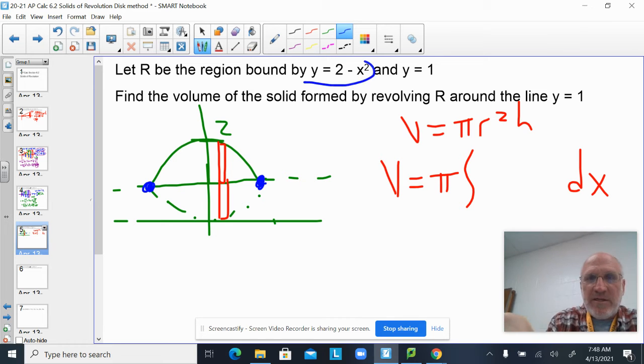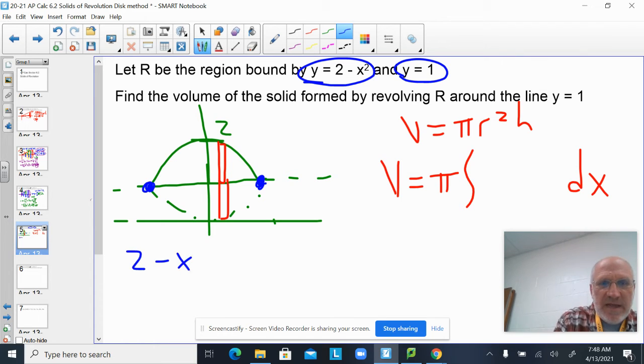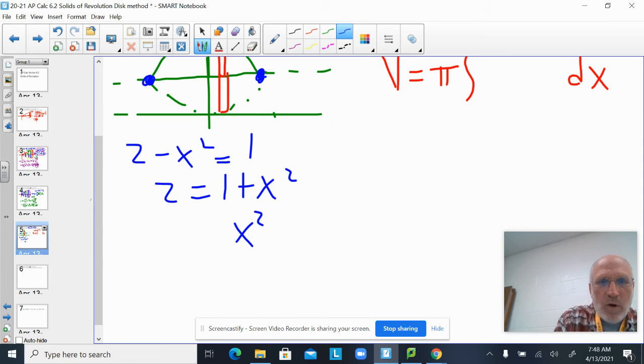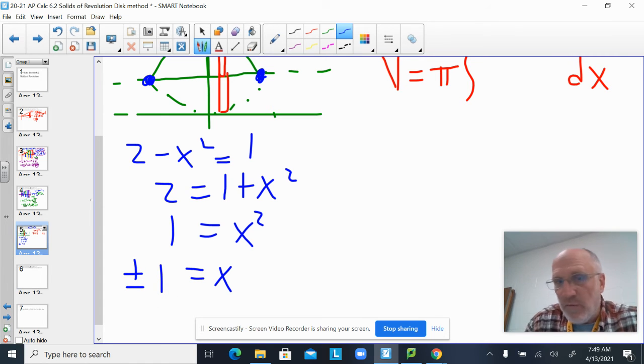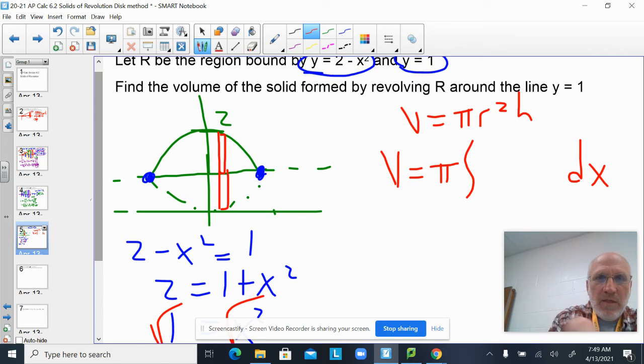So these two equations up here, I can set them equal and solve for x. I need to do that to find a and b. So if I set 2 minus x squared equal to 1, and I add the x squared over there, and I subtract the 1 over there, and I square root. Turns out the square root of 1 is plus or minus 1. I just square rooted that and square rooted that. So it turns out these two x values are at x equals -1 and x equals 1.